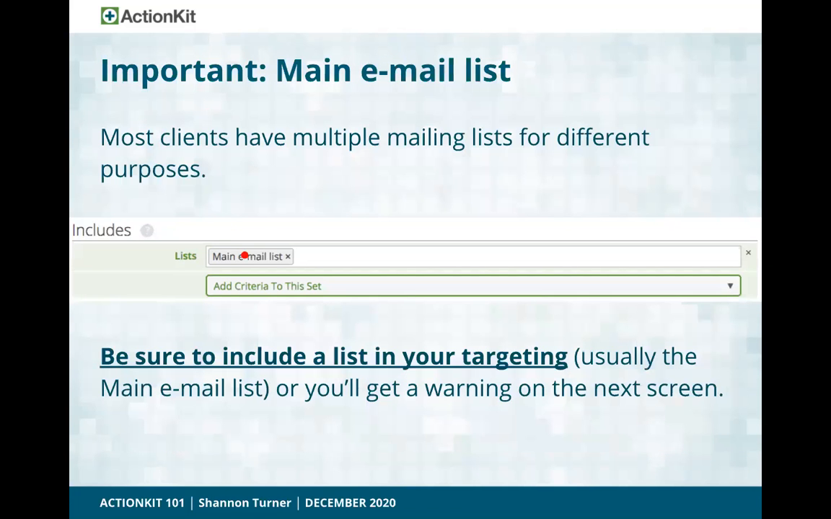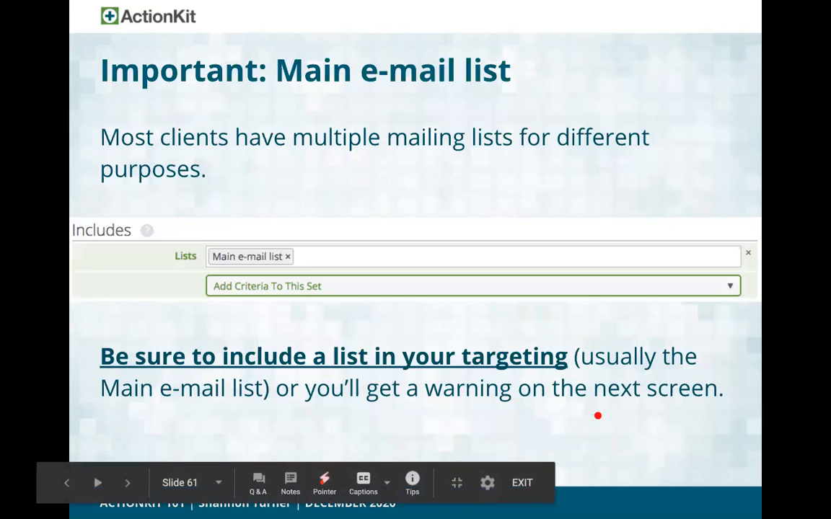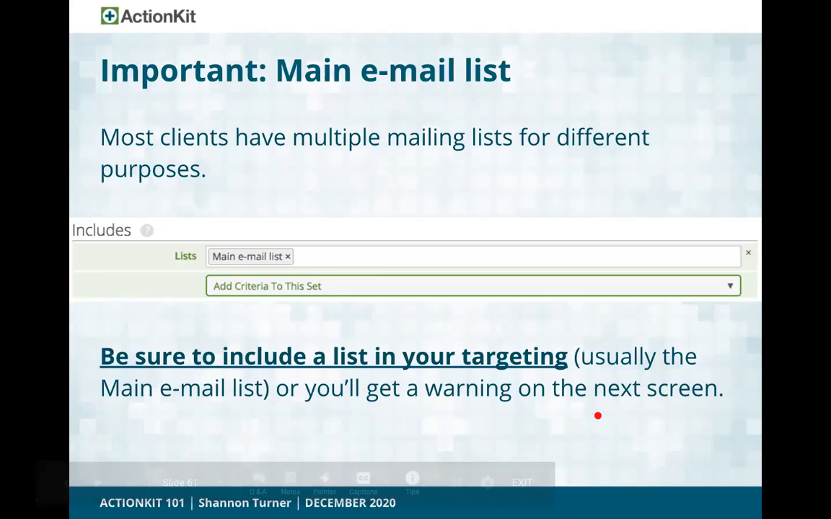Your organization may have multiple email lists, including some that are supposed to not receive any mailings, but they're not necessarily unsubscribed. So follow the instructions that your team has set for this. But you'll want to include a list in your targeting, which is usually the main email list, or you'll get a warning on the next screen.